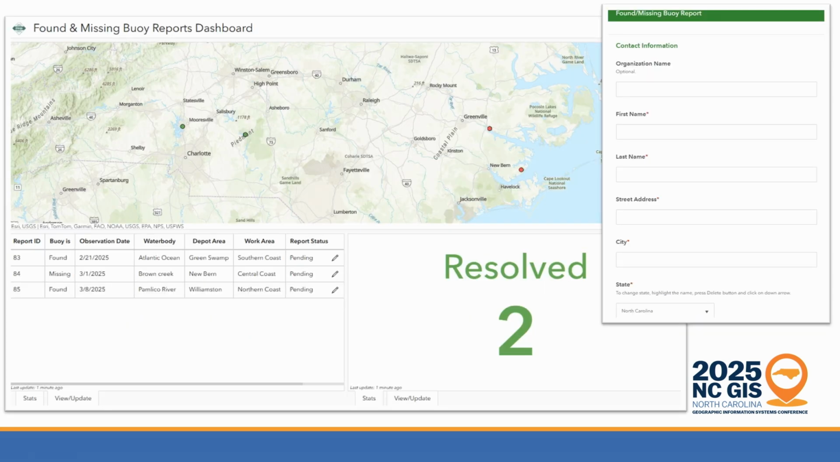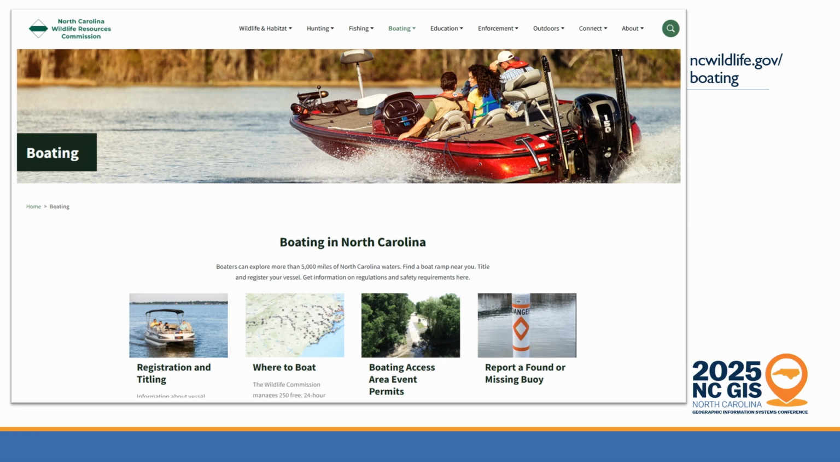And this is, again, a snapshot of the form and the dashboard, which our internal staff can access and fill in necessary fields to follow up on the reports. And this is a snapshot of our website's boating section, where the boating access area event permits and found or missing buoy reports can be accessed by the public.